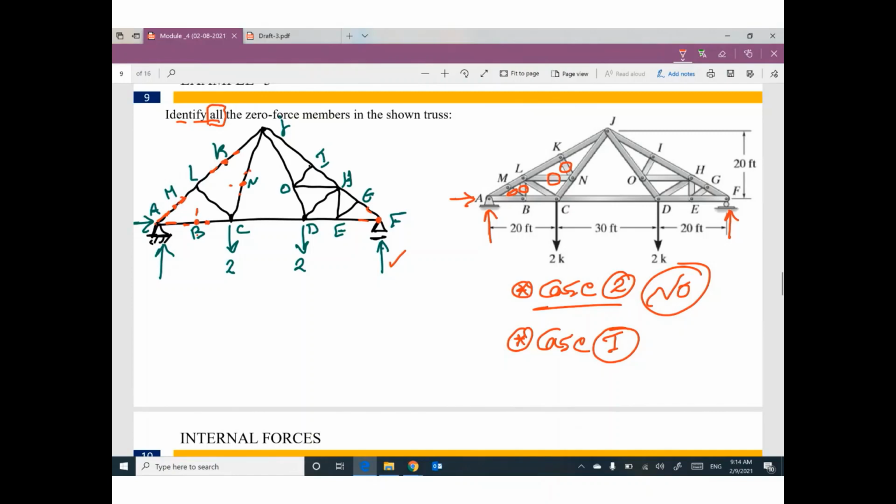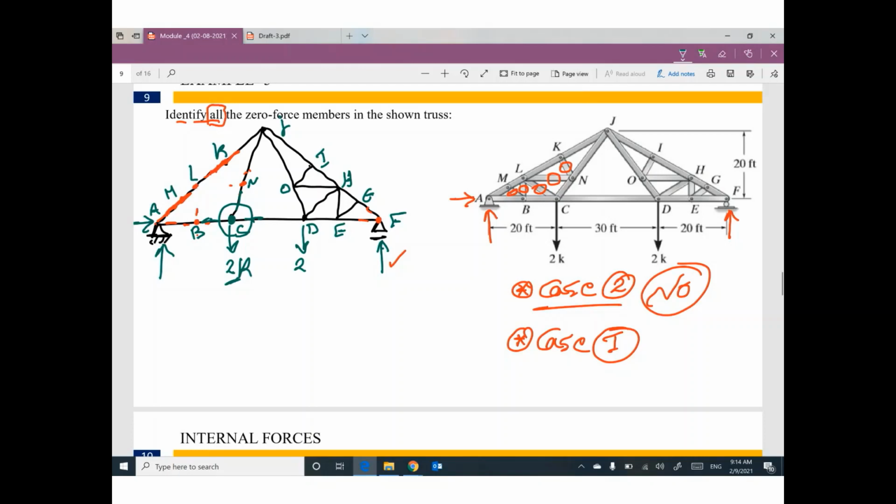If you delete it, what about joint L? 1, 2, 3. 3 members. 2 of them are collinear, no external load. The third member will be 0. If this member is 0, I can delete it. What about joint C? We have 3 members, 1, 2, 3. 2 of them are collinear, but we have an external load to keep.